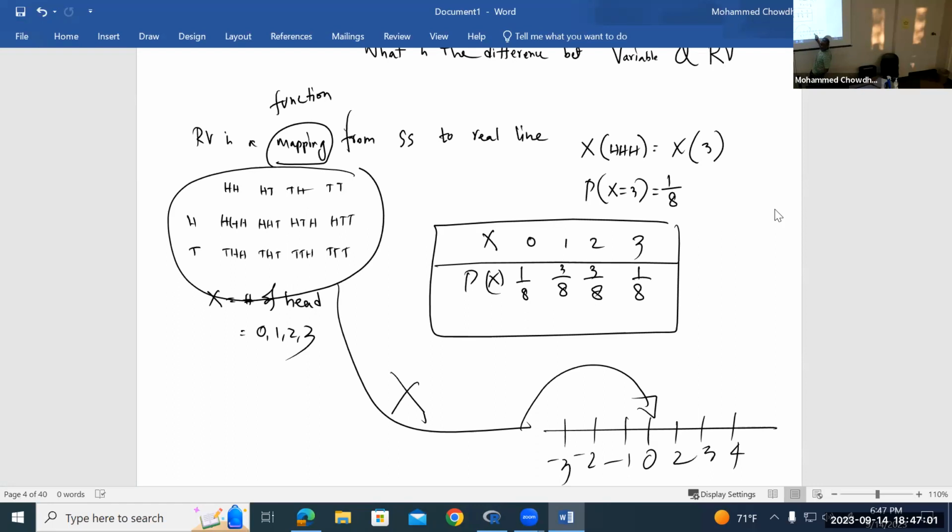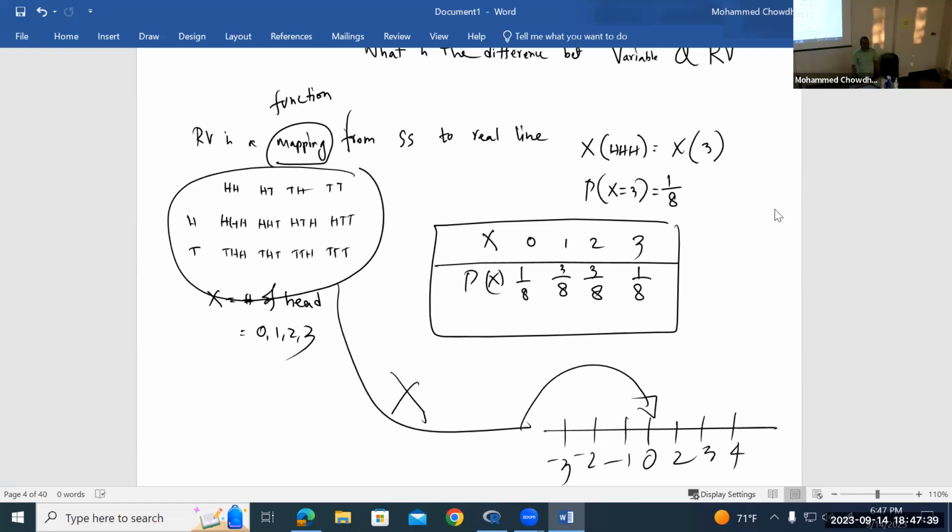Are you understanding? Random variable X. X equals what? Number of heads. Number of heads of what? A 3 coin tossing experiment. When you toss 3 coins, you will end up with one of these 8 sample points. So you will have 0 heads, 1 head, 2 heads, 3 heads. So X is a mapping from sample space to real line. That means it will have a certain underneath hidden probability structure.